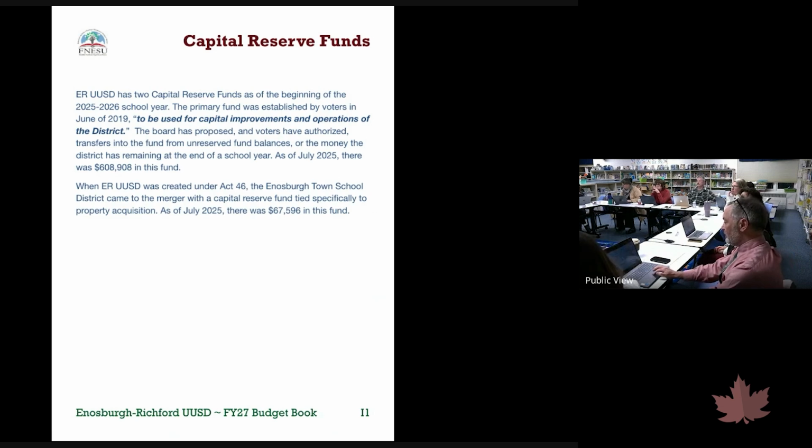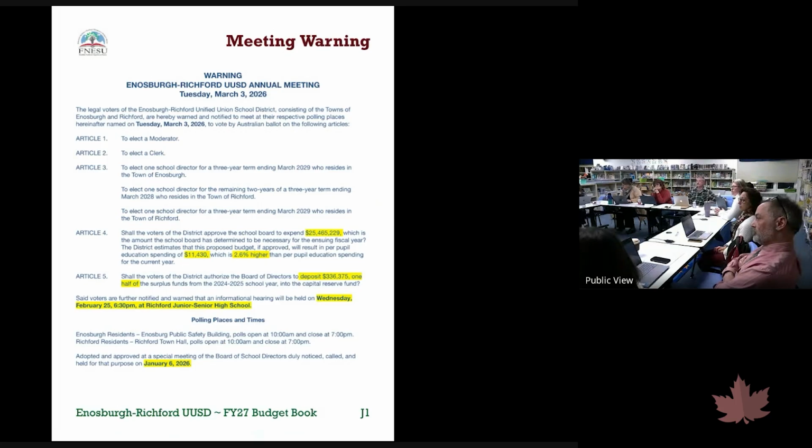We've covered capital reserve funds in the past. This is there primarily because we do want to have a discussion about what we want to do with the FY25 fund balance. The next slide shows the warning, and I sent this separately to you as well. The sections in yellow are kind of the decision points that we have tonight in order to warn this. And again, I hope we'll be able to work through those and finalize all of those this evening.